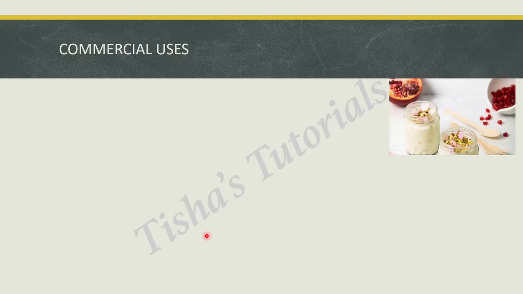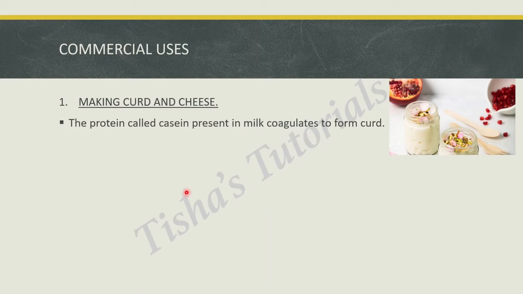Let us first begin with the commercial uses. The first commercial use is making of curd and cheese. The protein called casein present in the milk coagulates to form curd, or solidifies the milk to form curd. This is done using a bacteria called lactobacillus. But for casein to work upon the milk and coagulate it, it is necessary for milk to be more acidic.